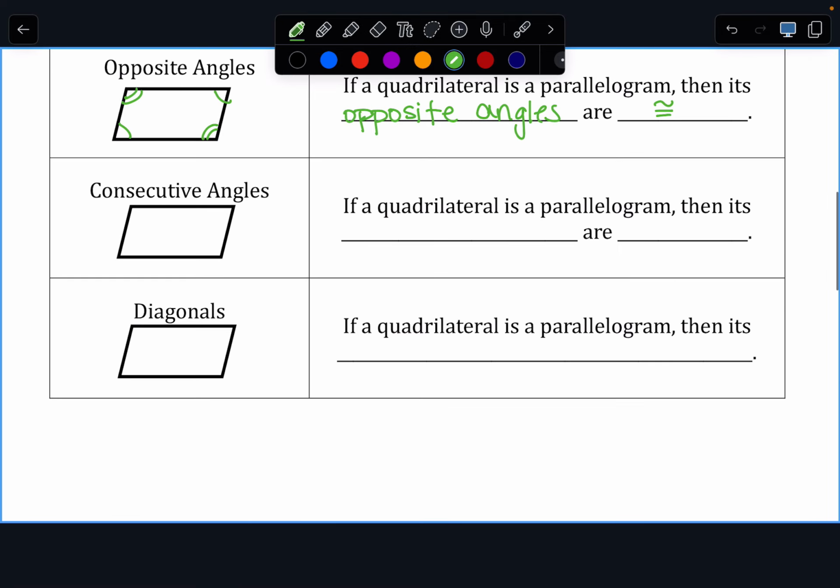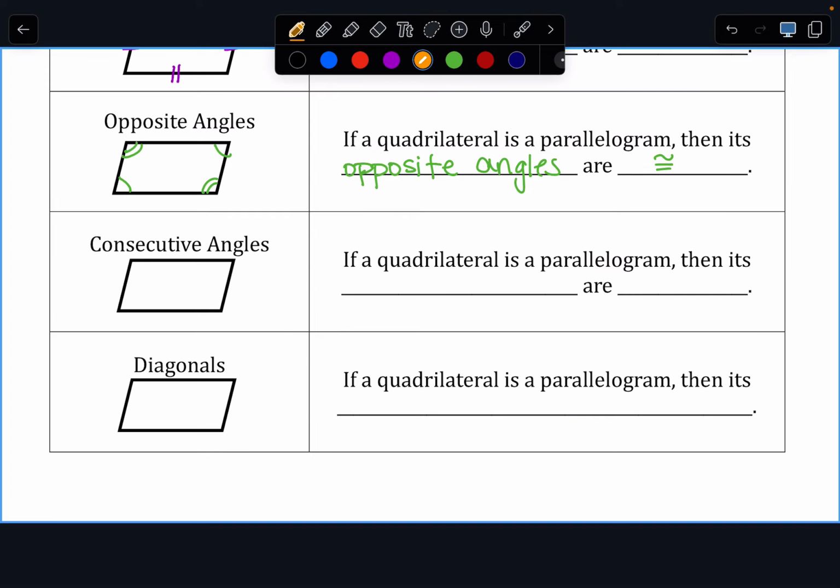All right. If we have parallel lines as opposite sides, what is going to then be true about our consecutive angles? Complementary, yeah, that's the word. Okay. Consecutive angles are going to be supplementary. Okay? No matter how you look at it, consecutive angles are going to add to 180.